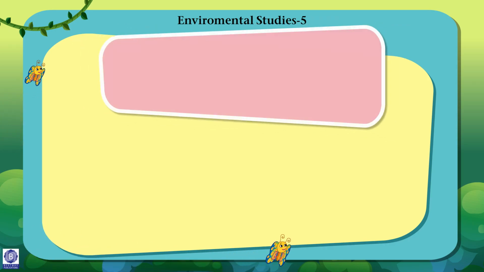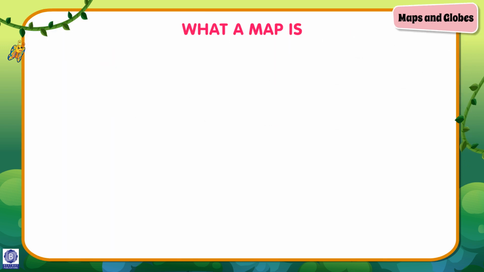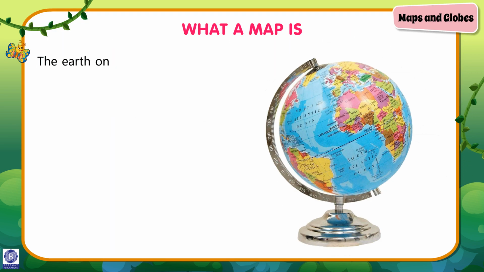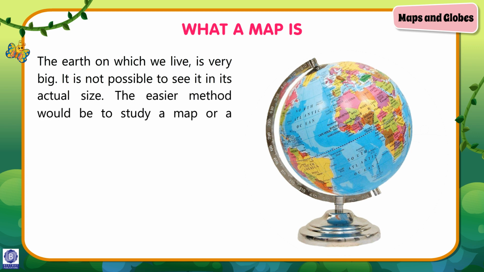Chapter 19: Maps and Globes. What a map is. The earth on which we live is very big. It is not possible to see it in its actual size. The easier method would be to study a map or a globe.